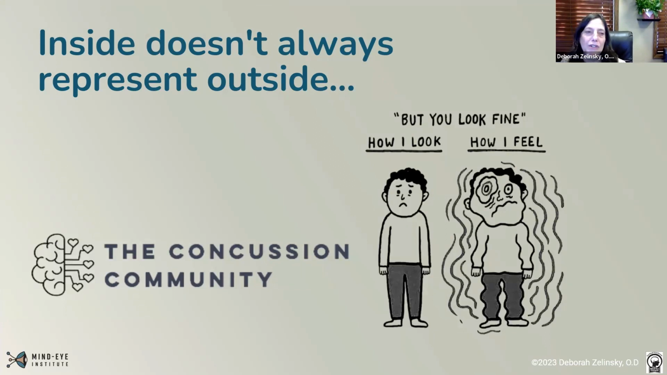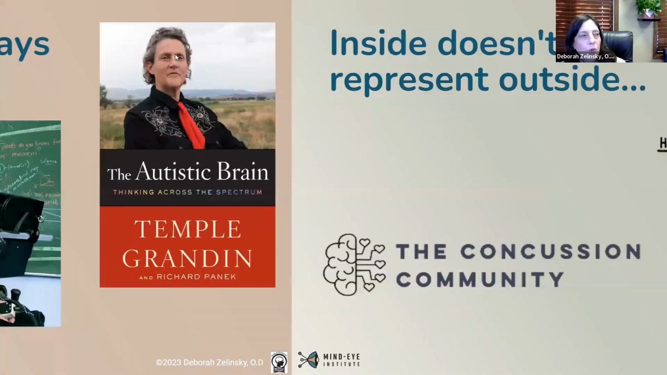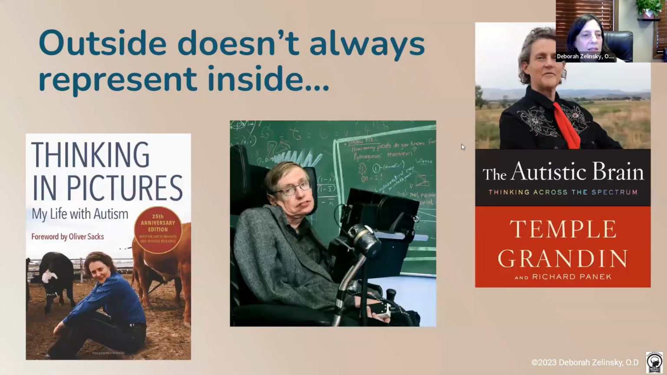This is from the concussion community. It's a great website if you have a concussion. And what they have is people on the outside can look fine, but on the inside feel terrible. So the person on the inside, how am I? Awful. Do I care about things? Not really. Do I have any energy? No. You know, am I balanced? No, I feel like I'm going to fall over. But on the outside, they look good. So the inside doesn't always represent the outside, nor does the outside always represent the inside.